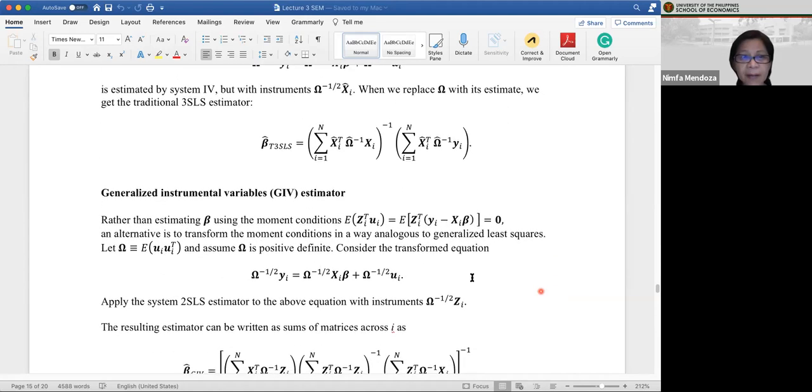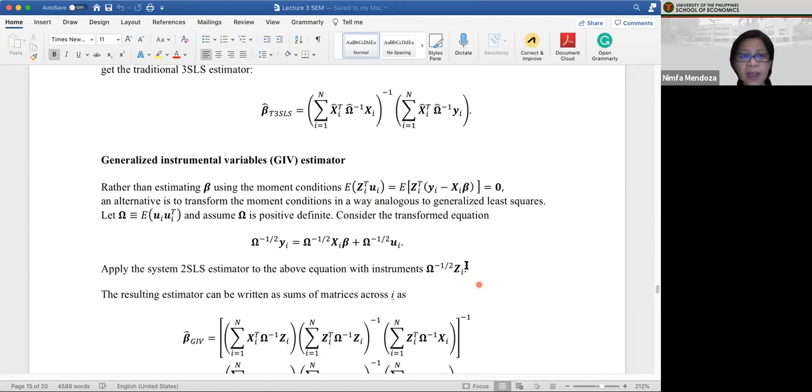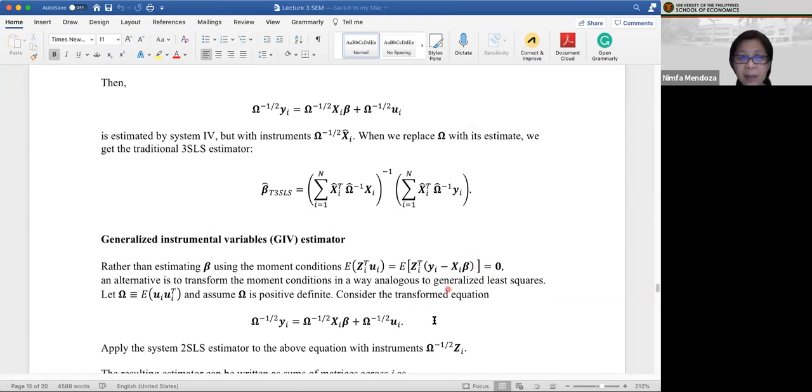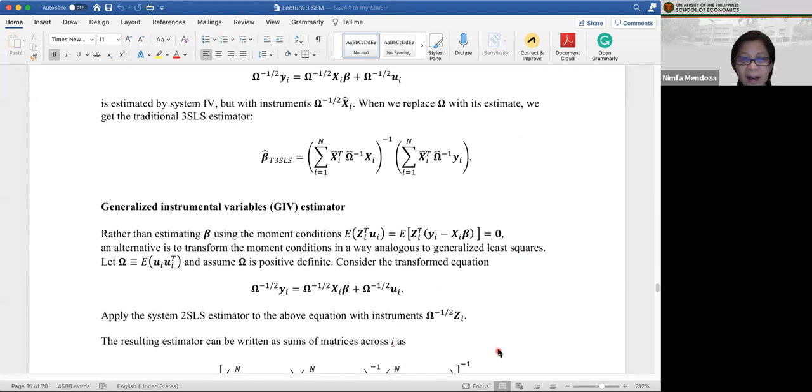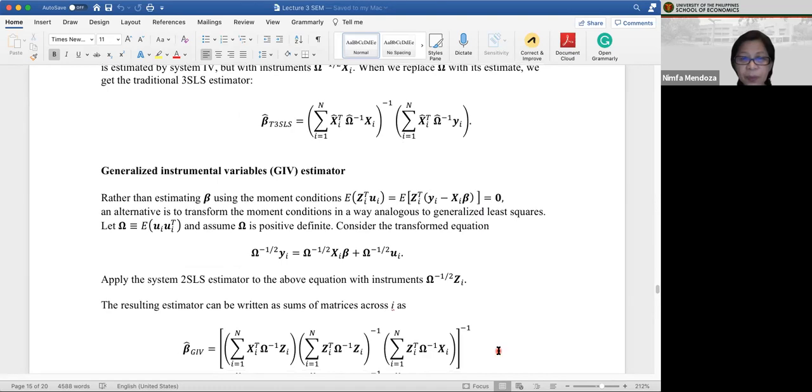Then we have the generalized instrumental variables estimator, where again, we transform the moment conditions in a way analogous to generalized least squares. So we have this. So note that it is similar to what we had for the traditional three-stage least squares estimator. And we have this estimator.